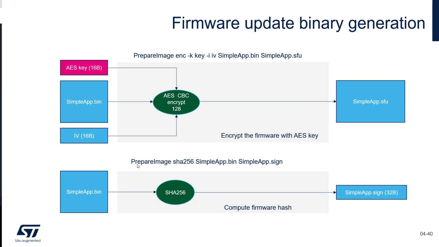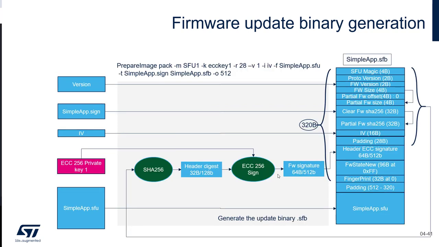The second step is the generation of the signature or the digest of the firmware. So just running the SHA-256 and putting it in the simple binary file. Next step, here we create the .sfb file. As you can see, here is detailed the complete header. Here are the basic parameters we use: the version that is provided, the simple app.sign that we just created before, and the initialization vector that we provide in the header.